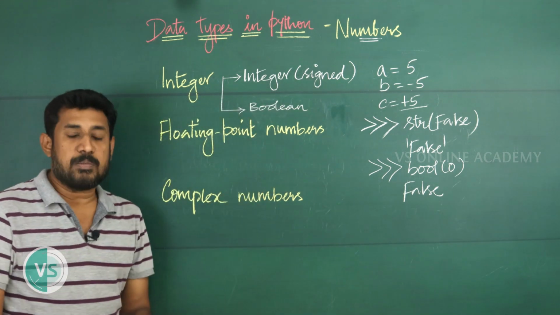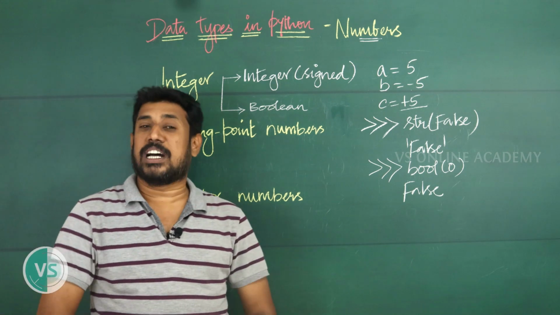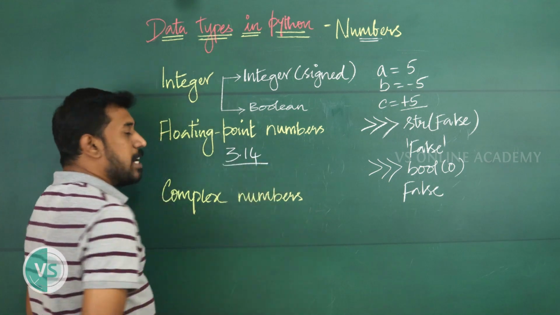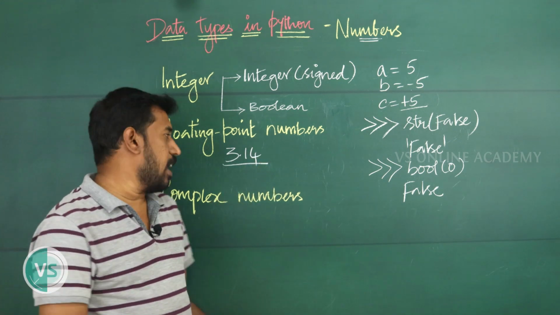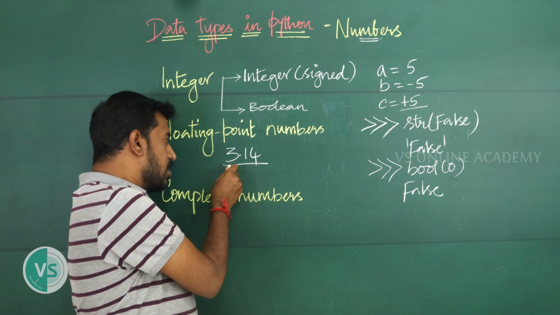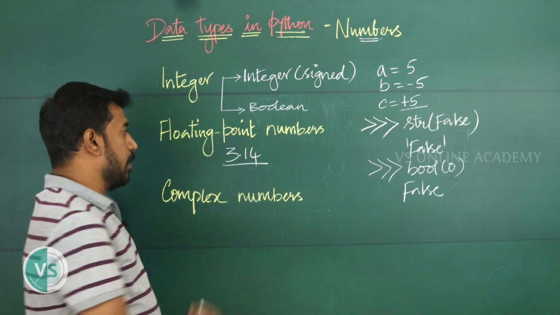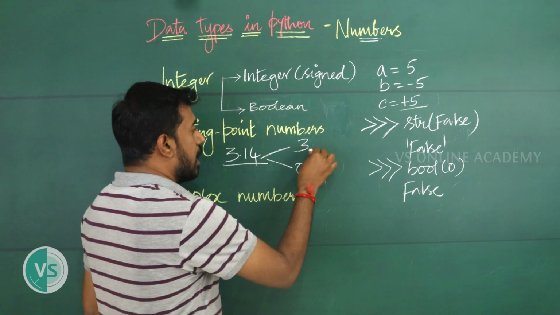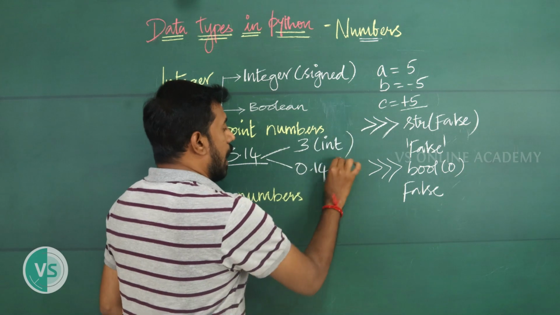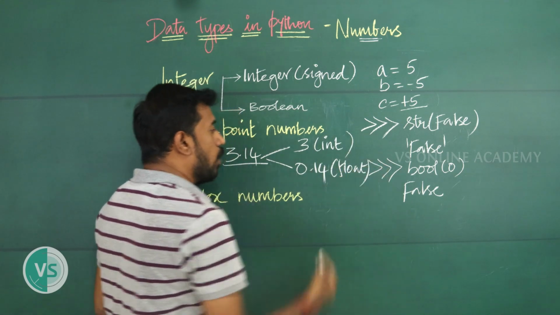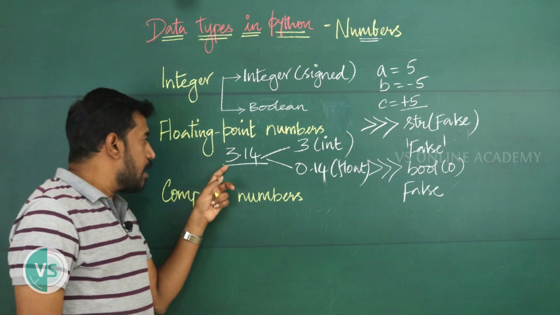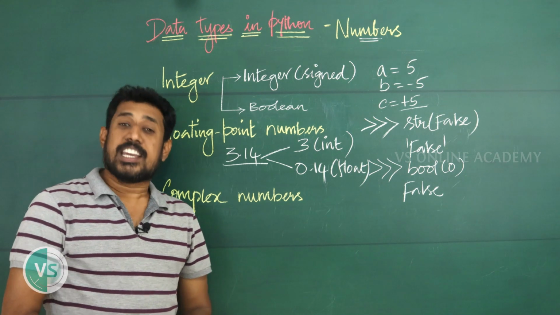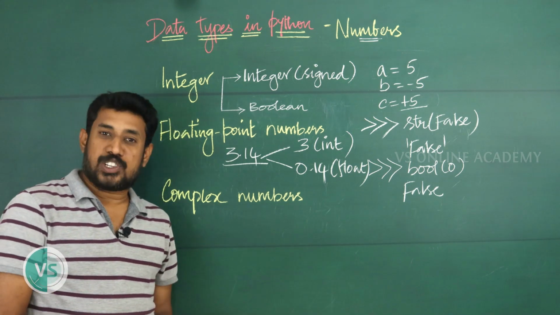Next one is floating point numbers. A floating point number is nothing but a fractional number. Look here, 3.14. It's a familiar number. It's actually generally the pi value. It contains both the integer and the decimal point value. Here we can divide it: 3 and 0.14. 3 is the integer number and 0.14 is the fractional value. So the floating point number 3.14 consists of both divisions: one is integer and the other one is fractional number.